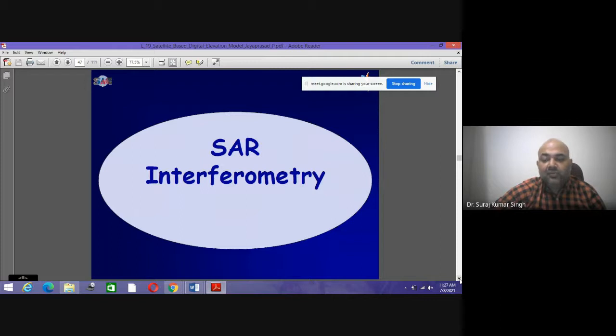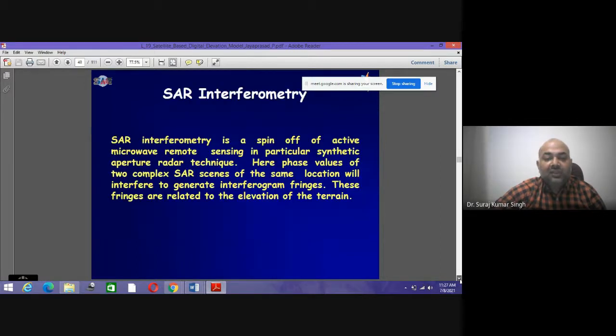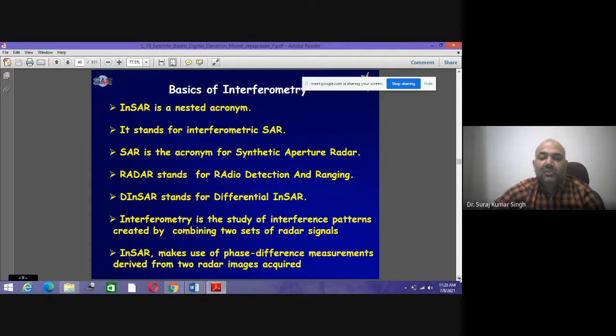So this was the satellite photogrammetry based observation. Now we'll be going for SAR Interferometry. SAR Interferometry is a type of active microwave remote sensing, in particular a synthetic aperture radar technique. Here the phase values of two complex SAR scenes of the same location will be interfered to generate interferogram fringes. These fringes are related to the elevation of the terrain. So these are the different methods through which we'll be generating the digital elevation model.